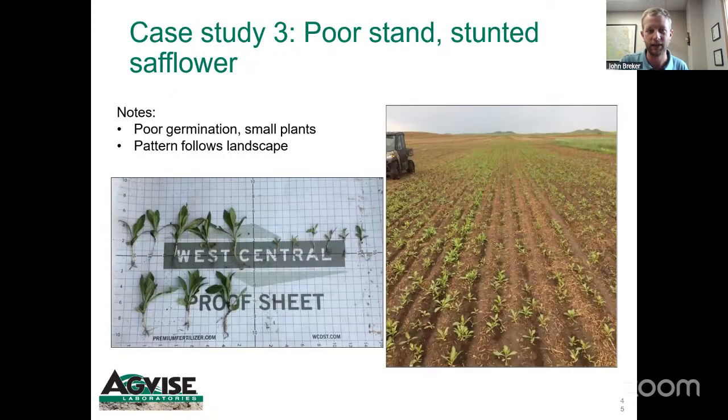Here's another case study looking at some safflower. This was in southwest North Dakota where the grower had just noted these very poor stands and stunted sunflower or safflower plants. And the photo on the right gives you an overall look at the field, but the photo on the left actually shows you the good and the bad plants in this field. The ones on the left are the good plants. The ones on the right, these little tiny, about inch high plants that are just teeny tiny, those are the bad areas where they were noticing these problems.